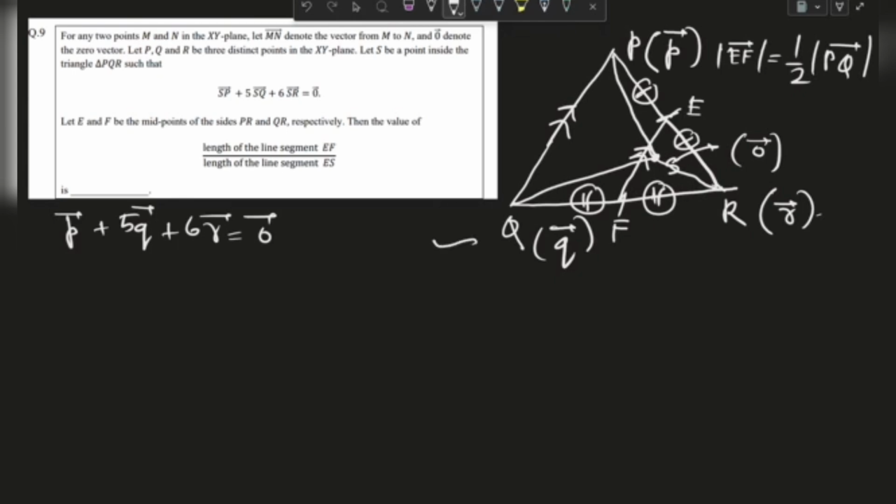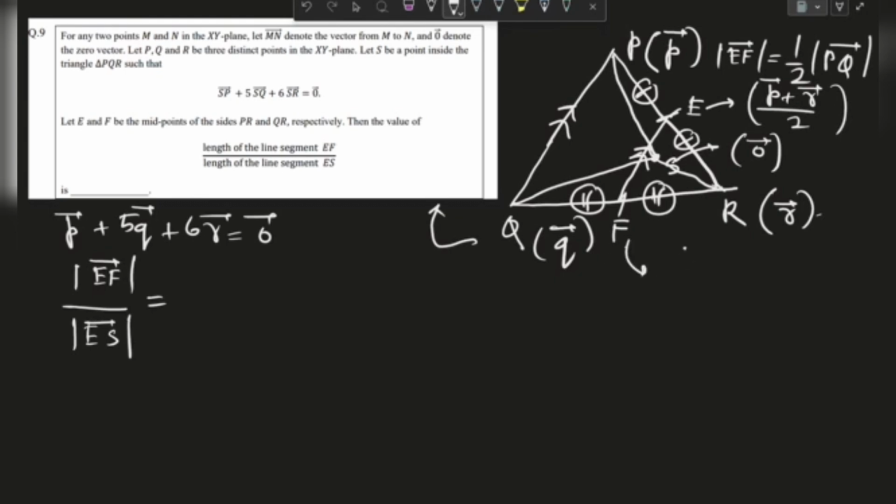So yeah, JEE Advanced is also asking questions from class 10th. That means actually every concept matters. Anyways, we will proceed. So what we have to find is modulus EF vector by modulus ES vector. So basically, if we notice, this E is nothing but (P vector plus R vector) by 2, and F is nothing but (Q vector plus R vector) by 2.